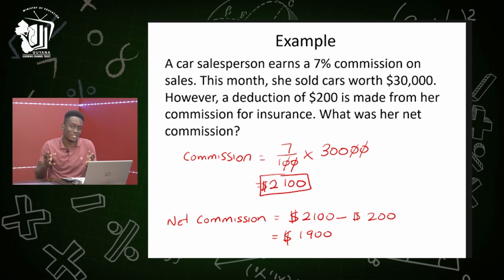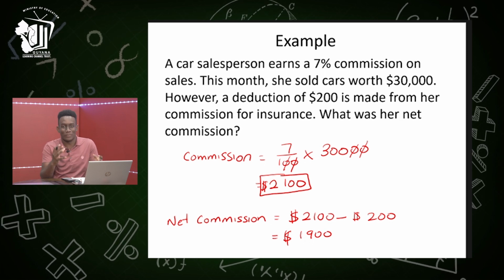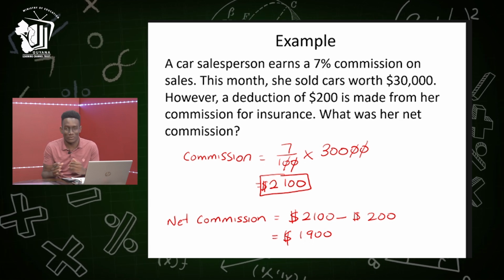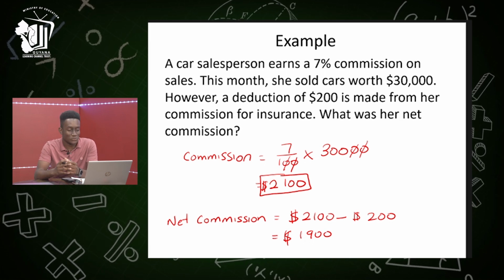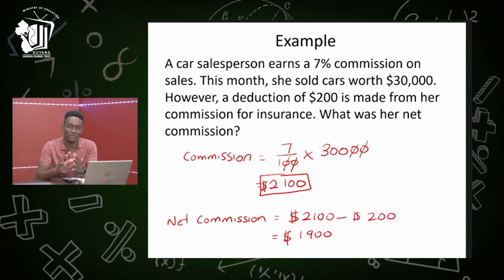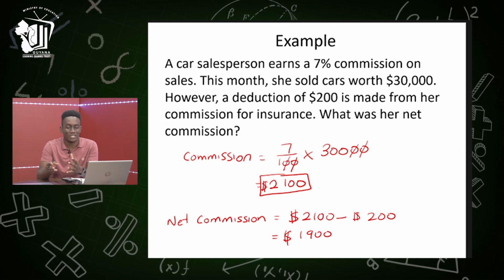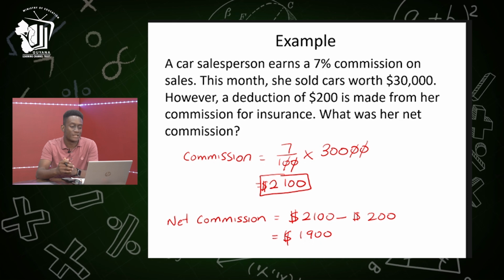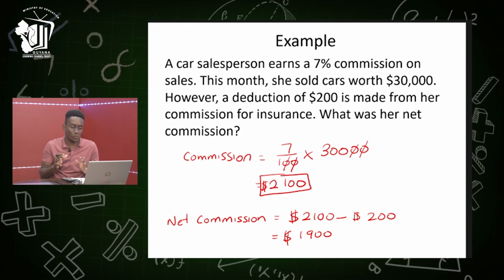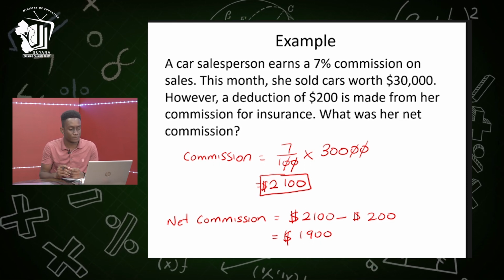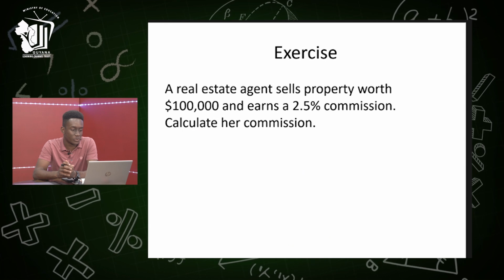So remember, the net commission or the net salary or net anything is the price after everything comes out. You can think of it as a fishing net. When everything passes through, what is left, that is what you catch. So same thing as related to salary, net commission, that is when everything comes out. So her net commission would be $1,900. So let's move on to our next question.